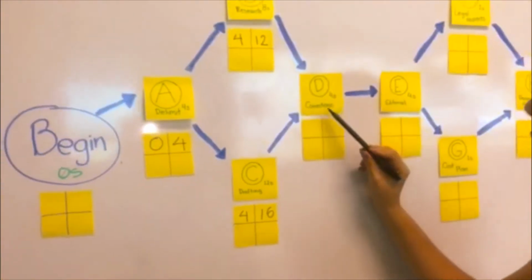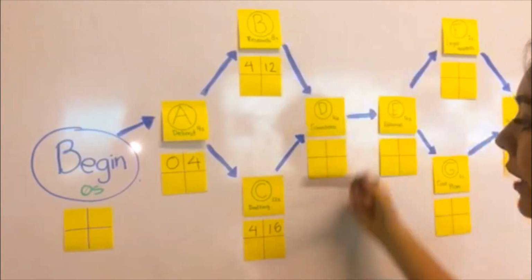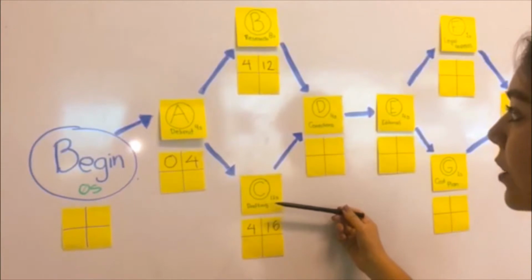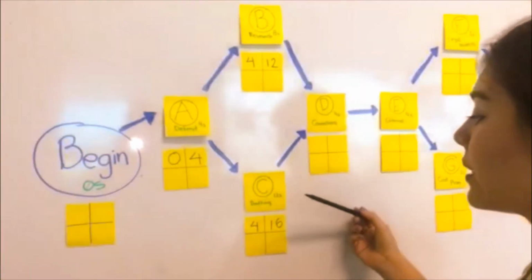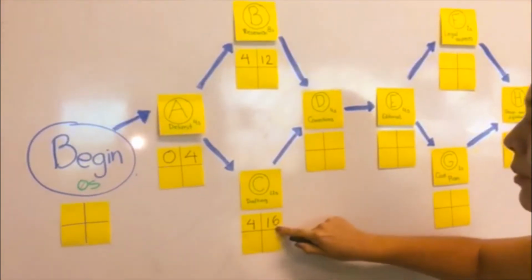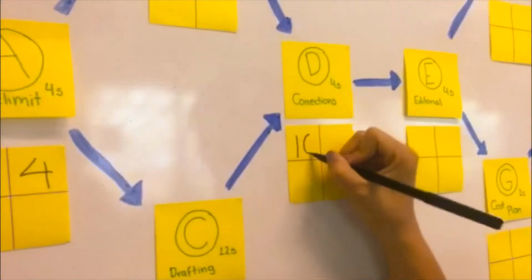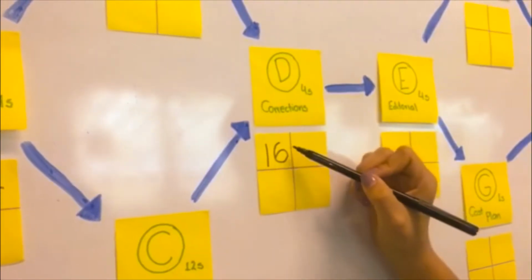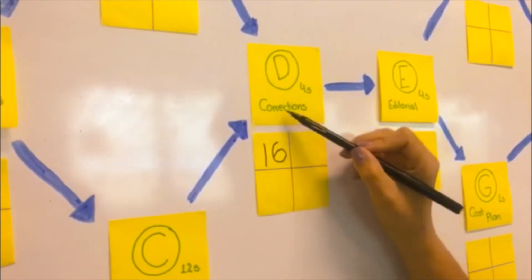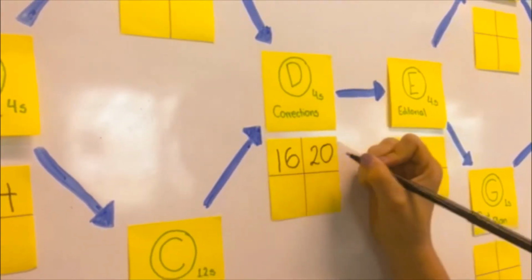Then, as we can see, we have the corrections, which depend on the research and our drafting activities. So we are gonna choose the one that has the most weeks, which in this case is the 16 for drafting. So we are going to have 16 here, and we are going to add the 4 weeks of the corrections. And we end up with 20 weeks.